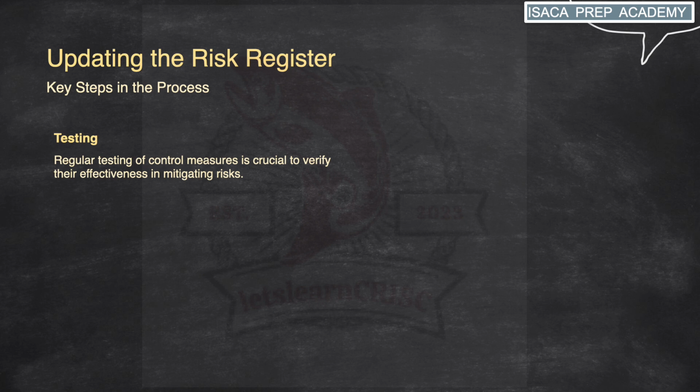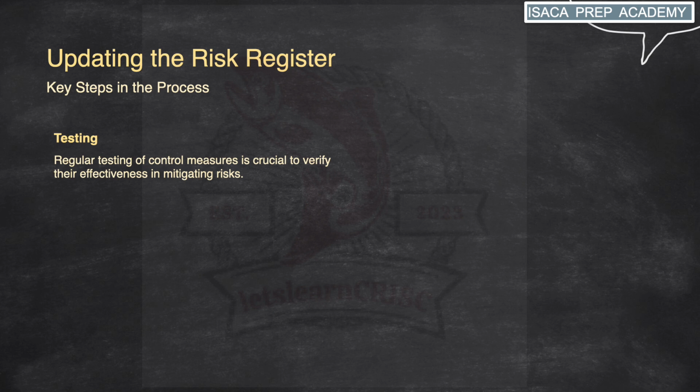Friends, regular testing of control measures is crucial to verify their effectiveness in mitigating risks. And this process involves systematically evaluating the performance and reliability of security controls, such as access control, intrusion detection systems, and data encryption methods, to ensure they are functioning as intended. And by conducting regular tests, organizations can identify any weaknesses or vulnerabilities in their control measures and take corrective actions to address them before they are exploited by potential threats.